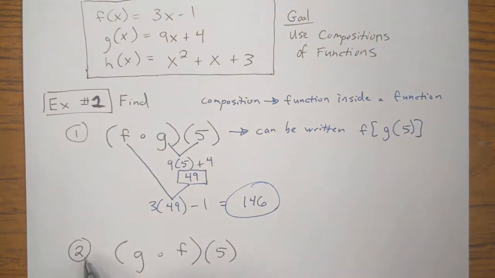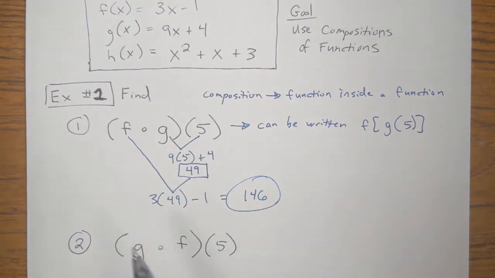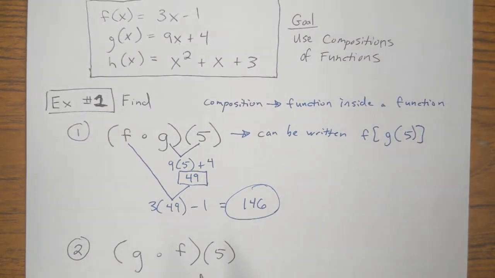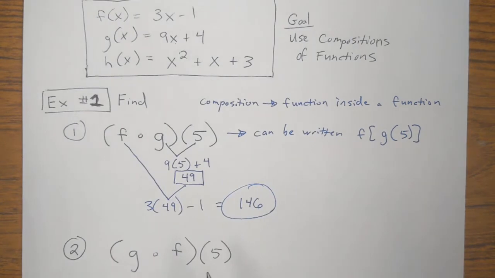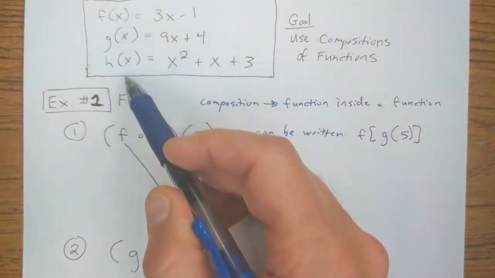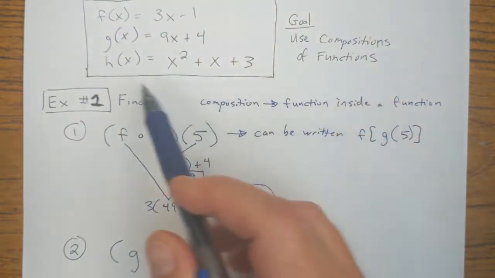So as we move to the second problem in this example, I want to know with the composition, if we flip the order, if we change the order of the composition, do we get the same answer? In math, this is called the commutative property. Are compositions of functions commutative? Can you switch the order and get the same answer? Well, let's try this out. And by the way, I'm using the same functions we had yesterday. These are just randomly picked.